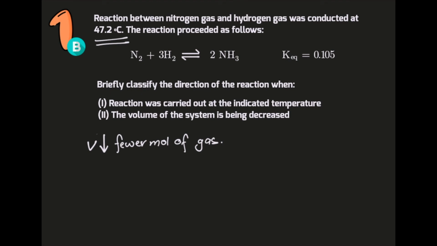Right. So in this question, the reaction is between nitrogen gas and hydrogen gas. Nitrogen is 1, hydrogen is 3, so 3 plus 1 is equivalent to 4. And the product is ammonia, so you have 2. So 3 plus 1 is equivalent to 4 on one side, and 2 on the other. Definitely it shall move to the right, whereby it has fewer moles of gas.